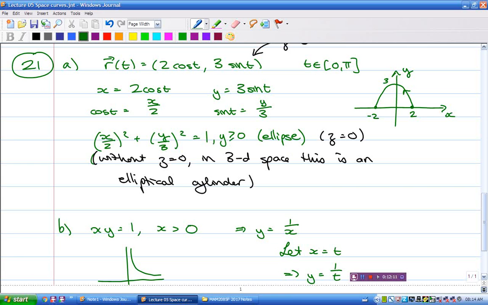Never ignore your parameter. If you're given a parameter, you need to see what effect it has on your curve. If you're creating a curve equation, you need to design your parameter so that it does what you want in your curve. It describes the piece of curve that you're actually wanting described.